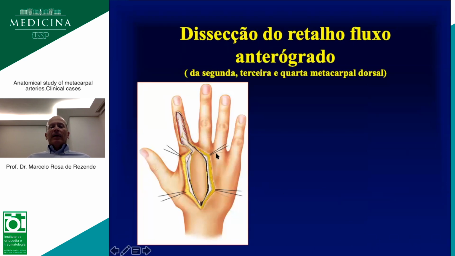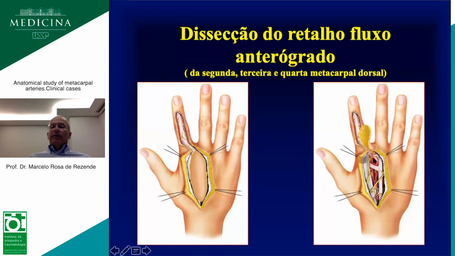This is a schematic view of how to design the dorsal metacarpal flap in anterograde fashion. Here the flap was dissected and based only on the cutaneous branch, so we can rotate it about 180 degrees.